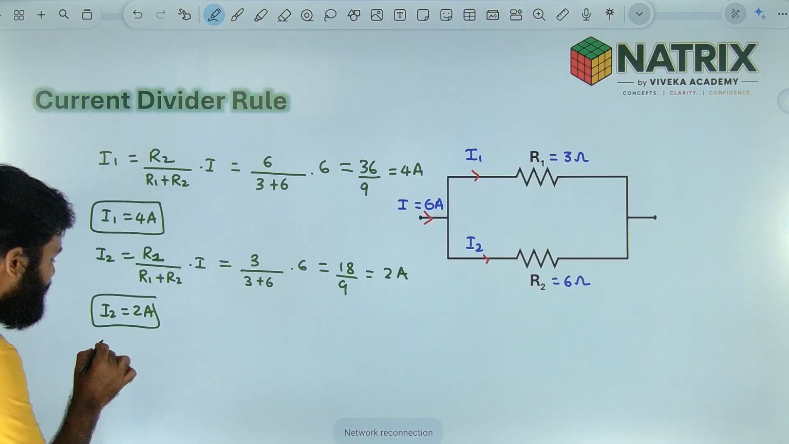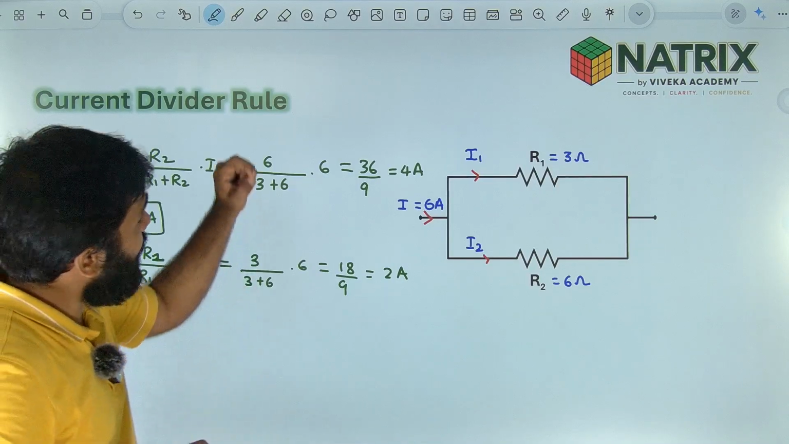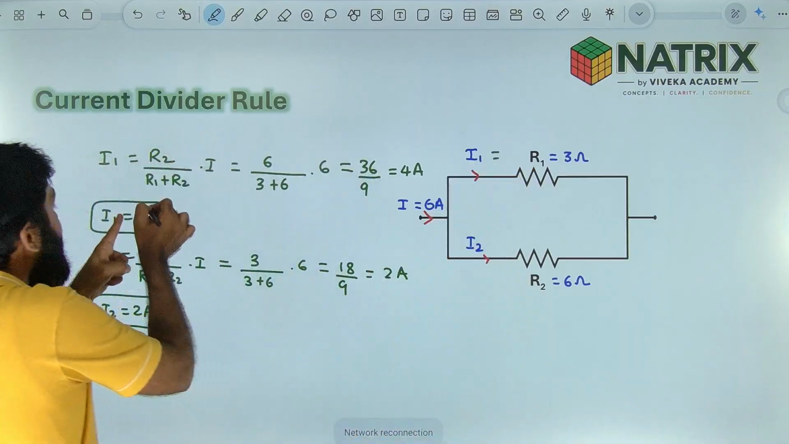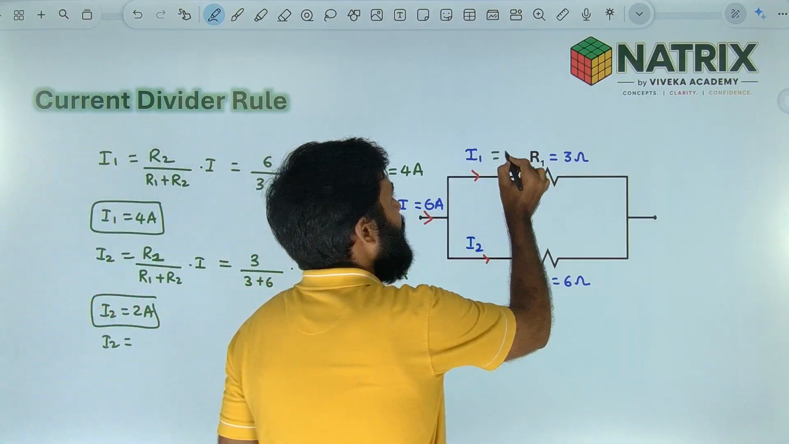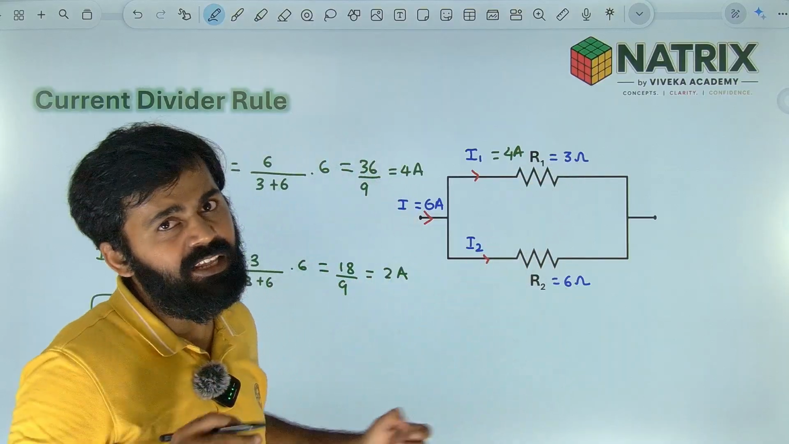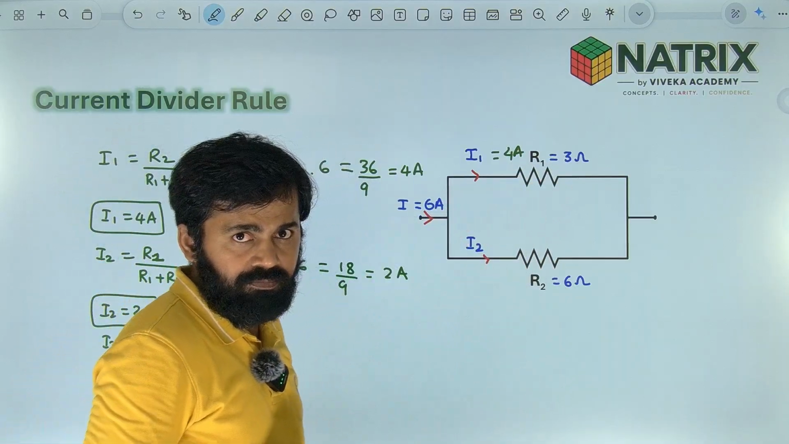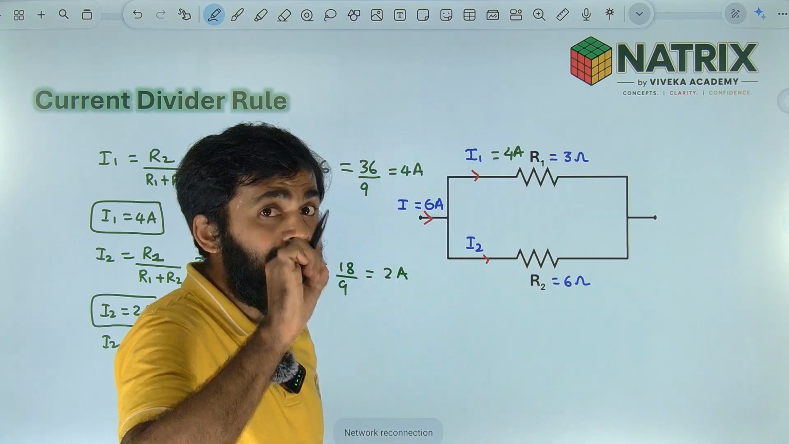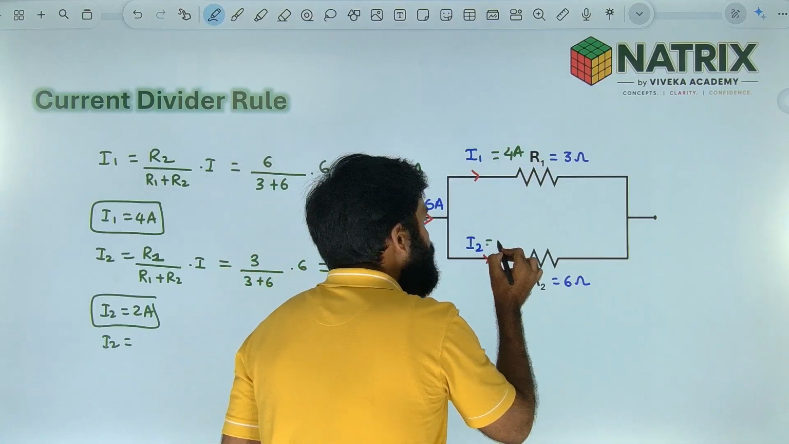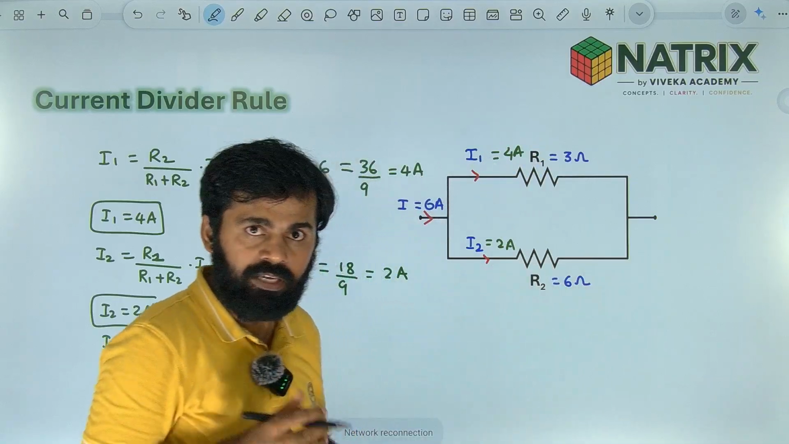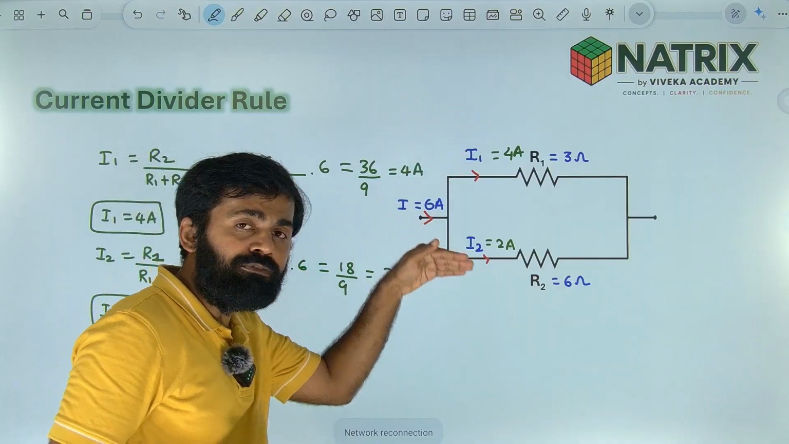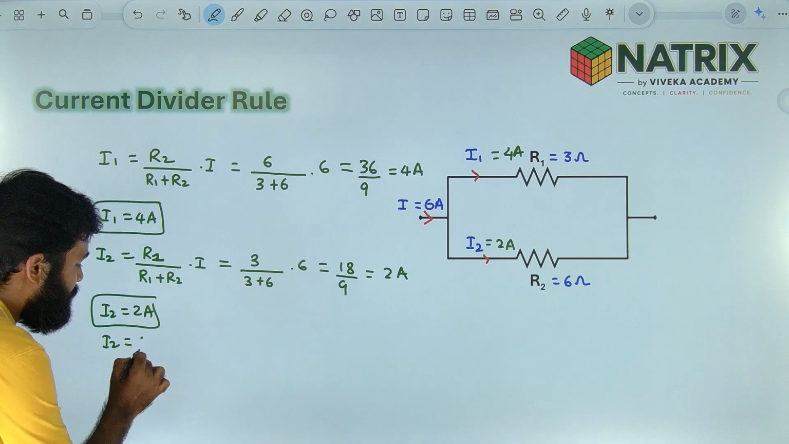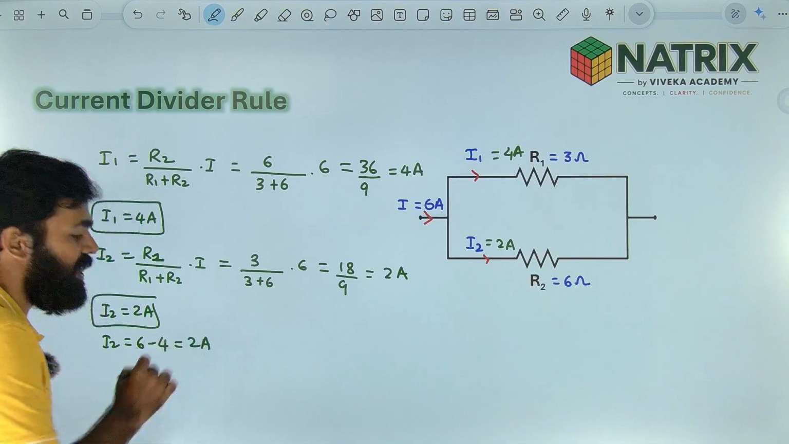What is that one more method? See here, I2 is how much? A current of 6 ampere is entering here, right? In that, I got the value of I1 as 4 ampere. I can simply use KCL here. 6 is incoming, here 4 is outgoing. Out of 6, 4 is going here. The remaining is 6 minus 4. That should go here. 2 ampere current should go here. Correct? Now you can see I found the values of I1 and I2. I found I1 using the formula, and I2 from 6 minus 4, which gives 2 ampere.